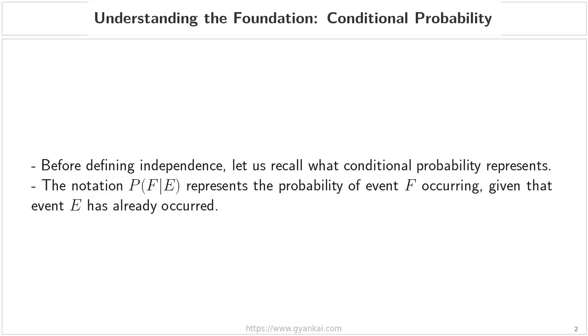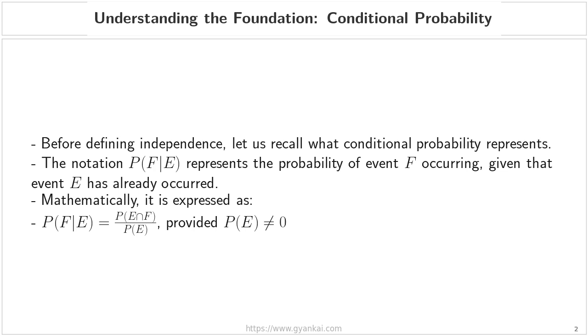When you see the notation P of F given E, what we are looking at is the probability of event F occurring, under the specific condition that event E has already happened. Mathematically, we express it as P of F given E equals the probability of E intersection F divided by the probability of E, provided that the probability of E is not equal to 0.